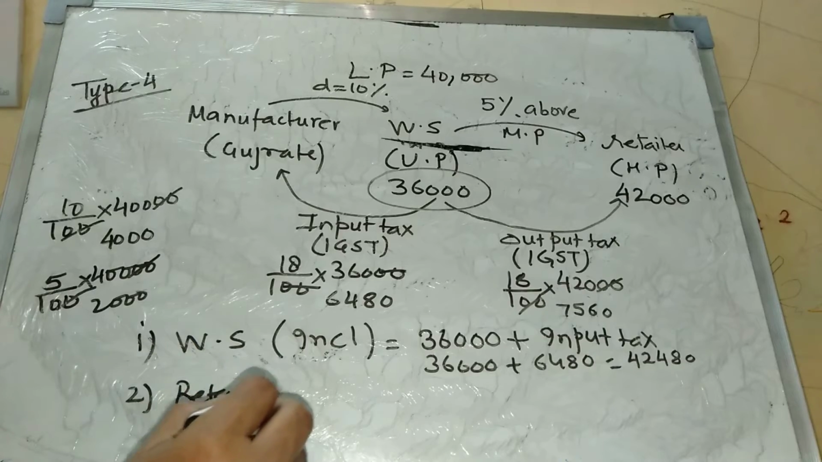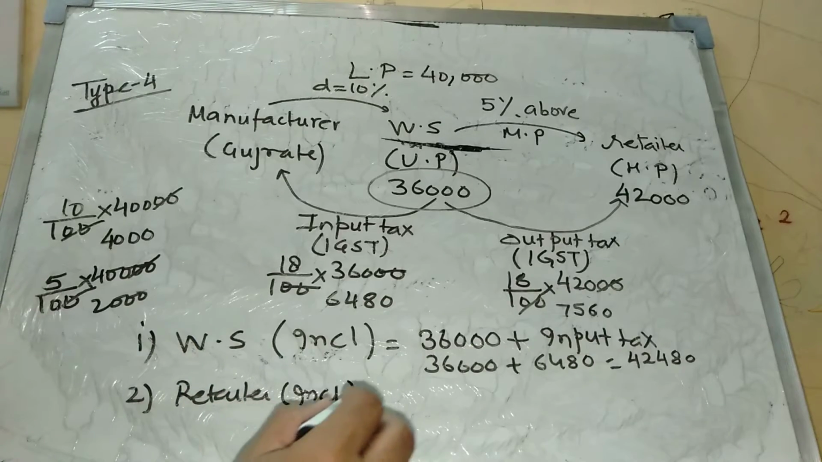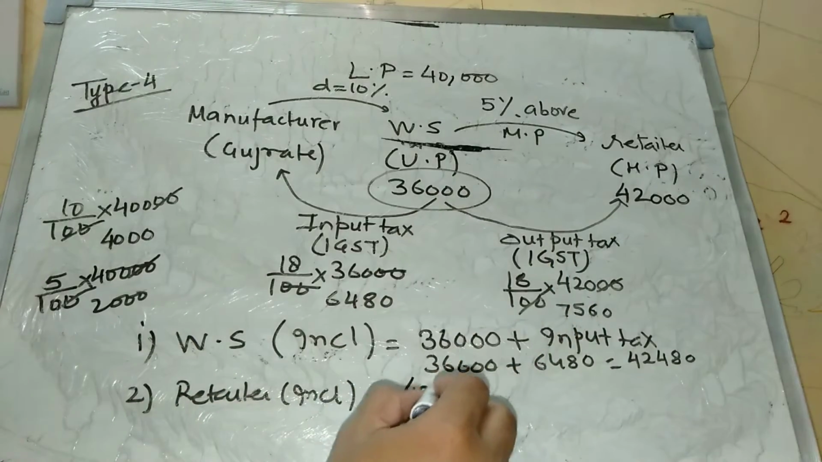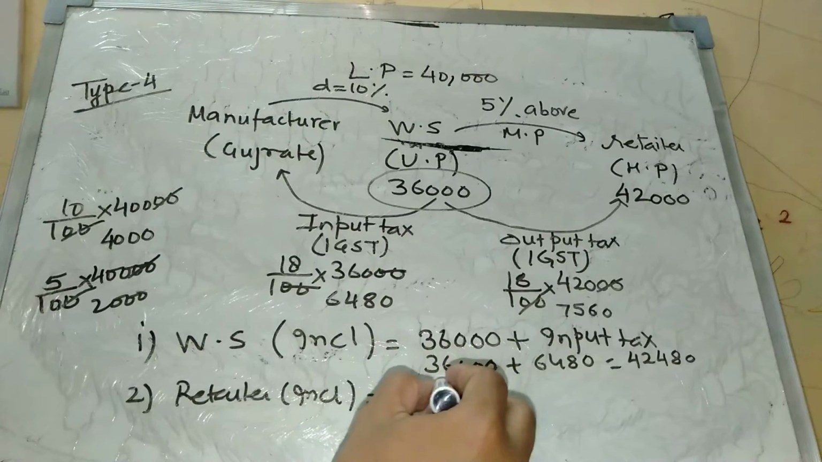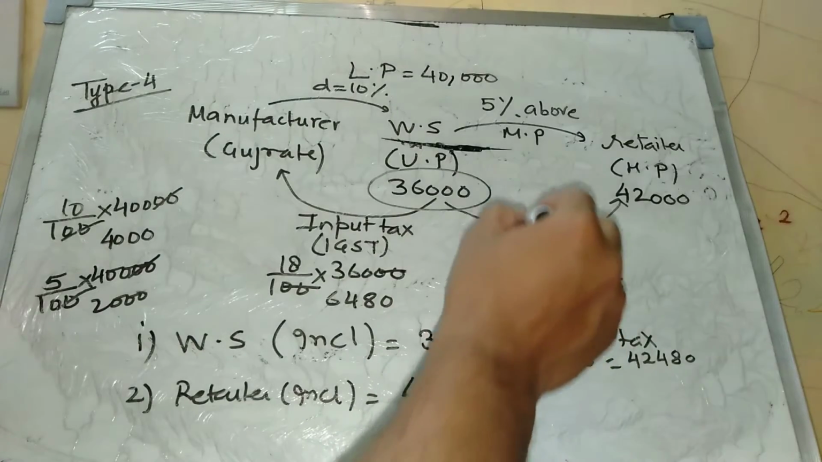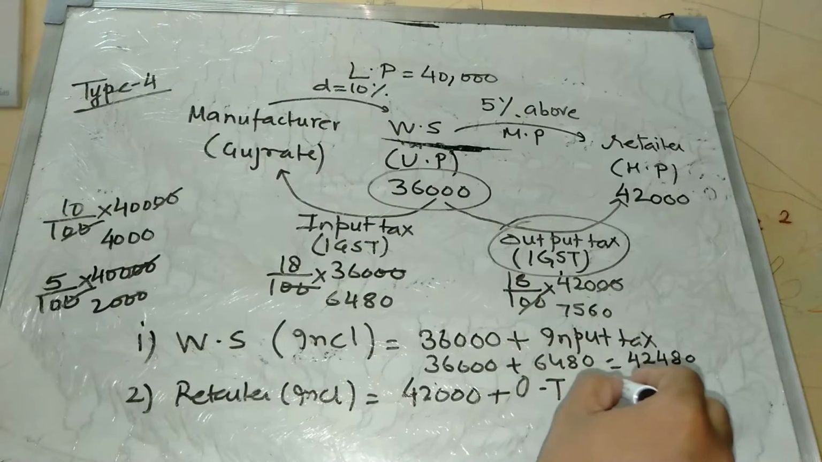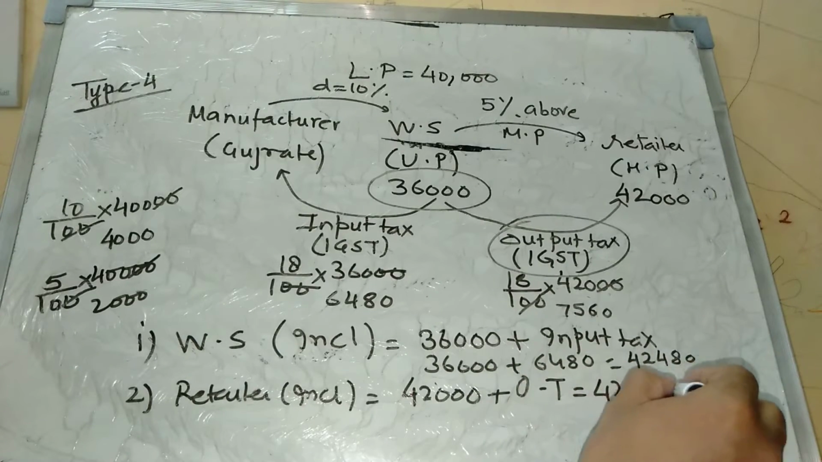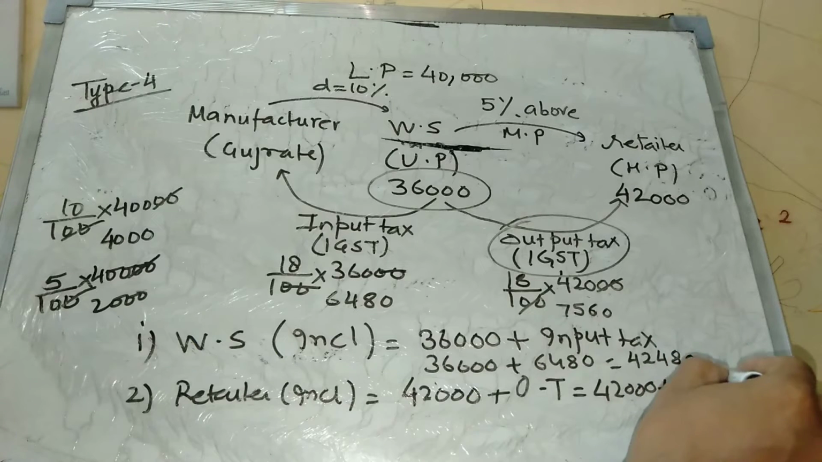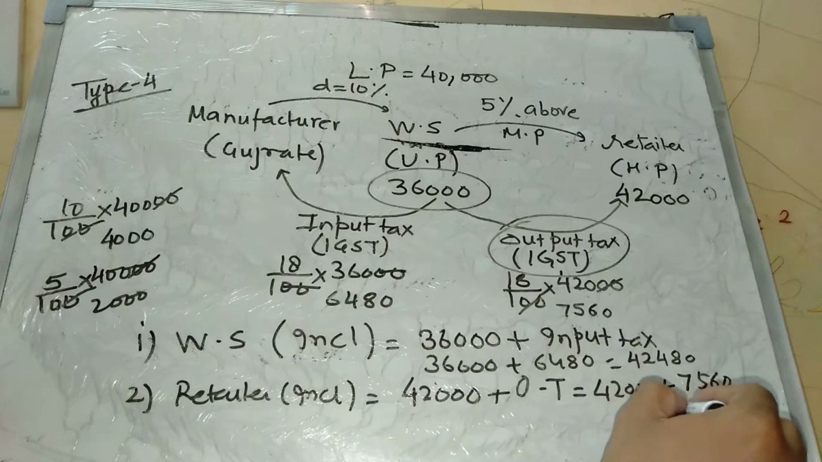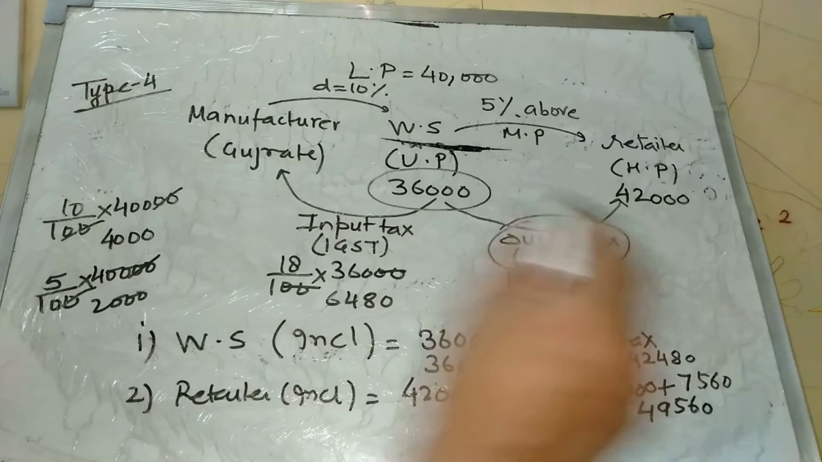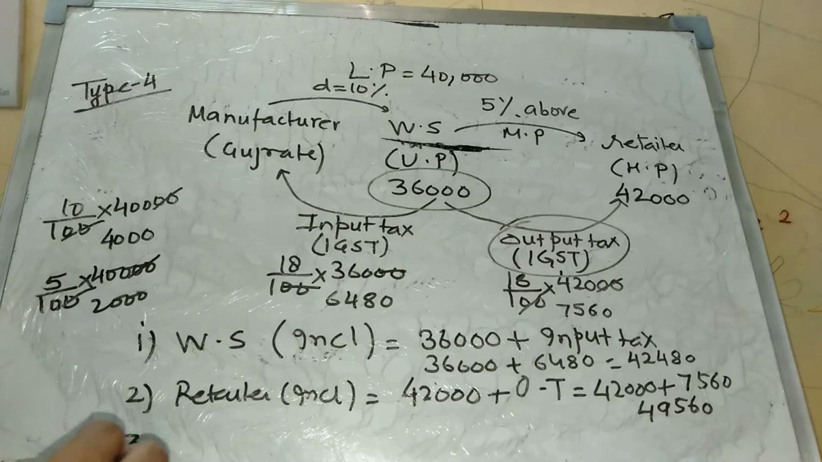In the next part, we have to find out the amount paid by the retailer inclusive of tax. So the retailer will pay 42,000 plus output tax. So 42,000 plus our output tax, which will be 7,560, so it will be 49,560.